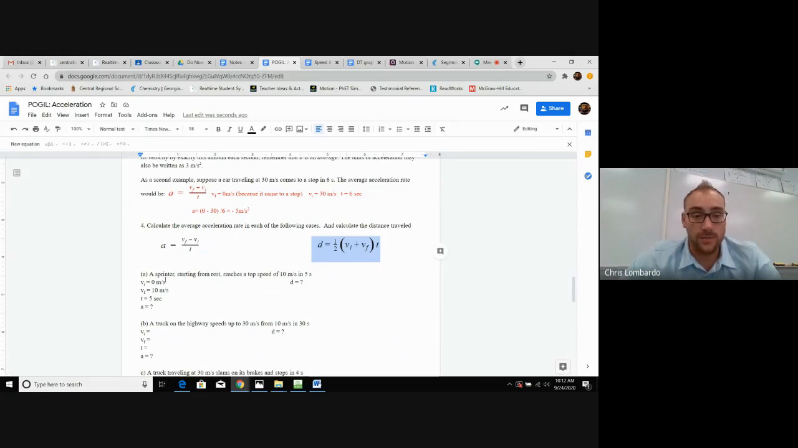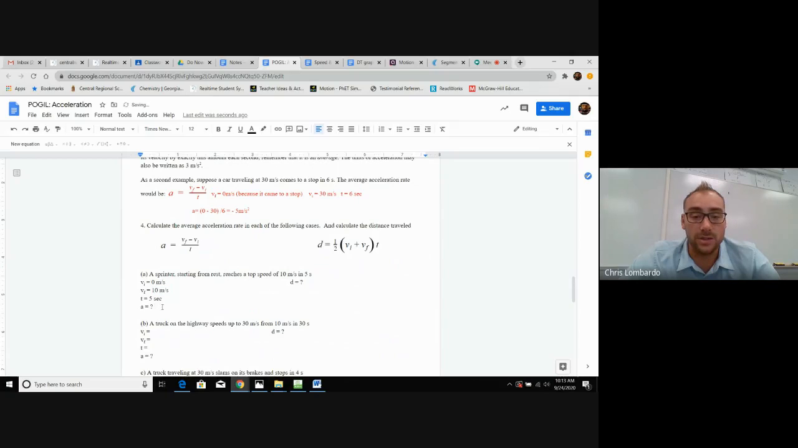So in this problem, a sprinter who's starting from rest reaches a top speed of 10 in 5 seconds. So with this equation, we can figure out how far he actually moved during that time frame. So starting from rest, that's where the 0 comes from. Getting up to a top speed of 10 meters per second, okay, that's my VF. The 5 seconds is my time, so I plug all those in.